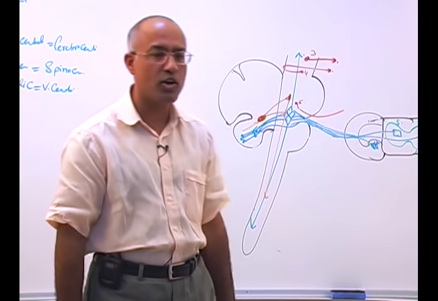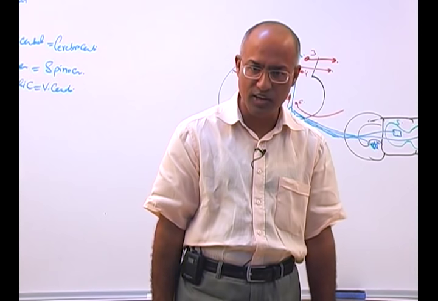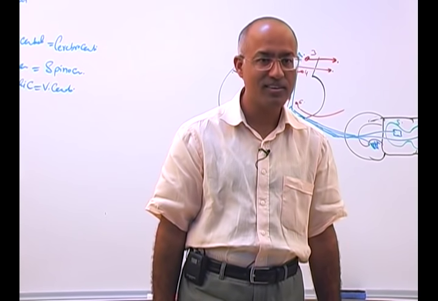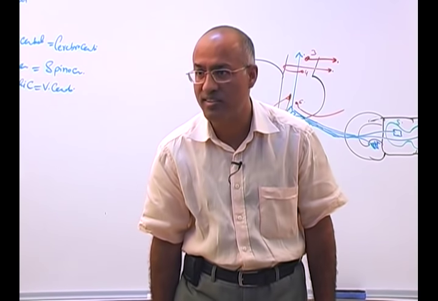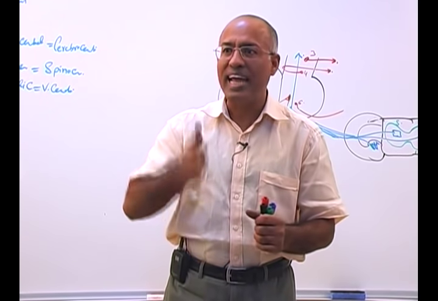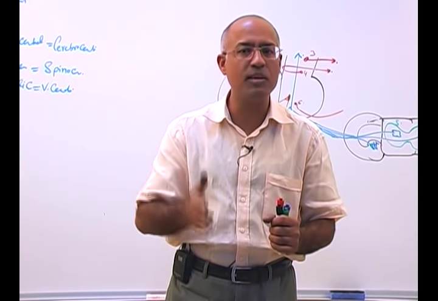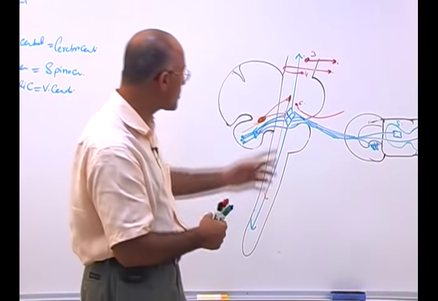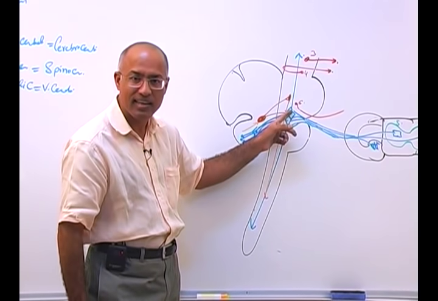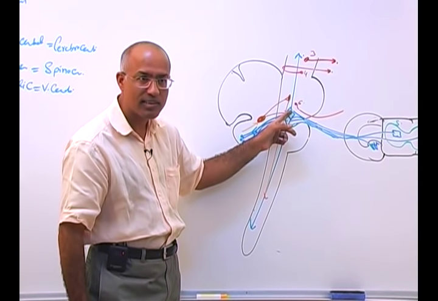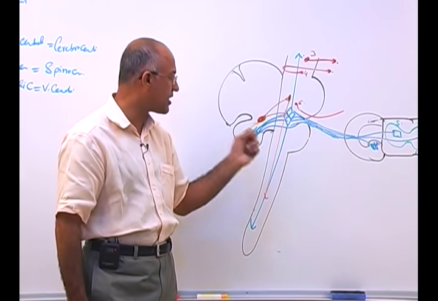This is called the medial longitudinal fasciculus. Have you heard of it? Medial longitudinal fasciculus. What is this? These are internal connections in the brainstem nuclei. And of course, this is an internal connection. Is that right?